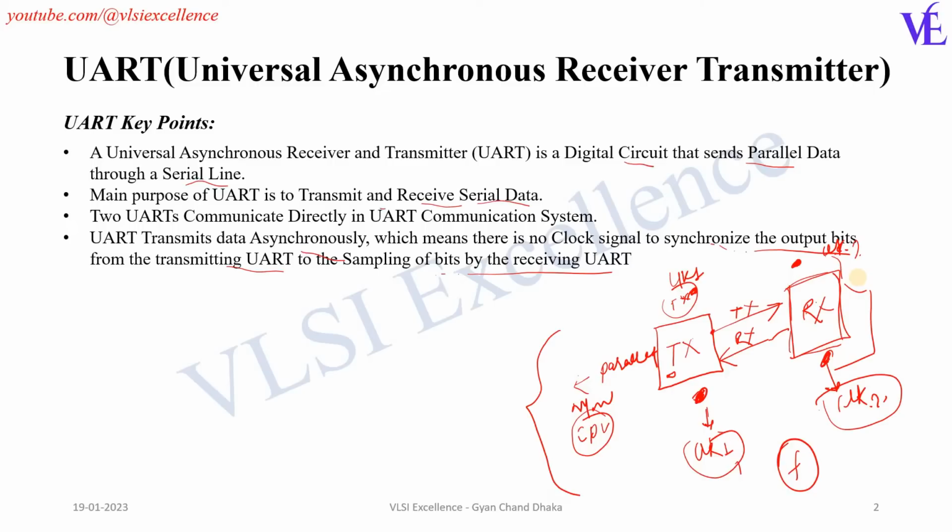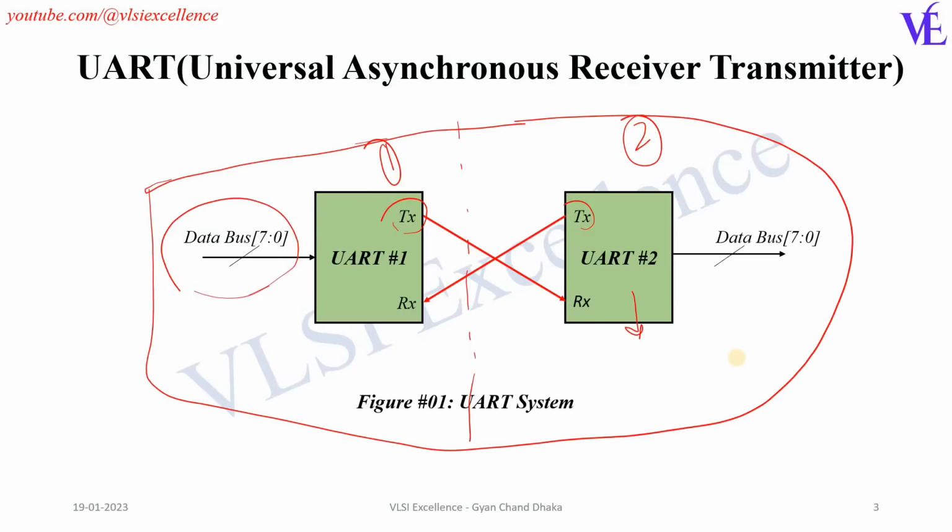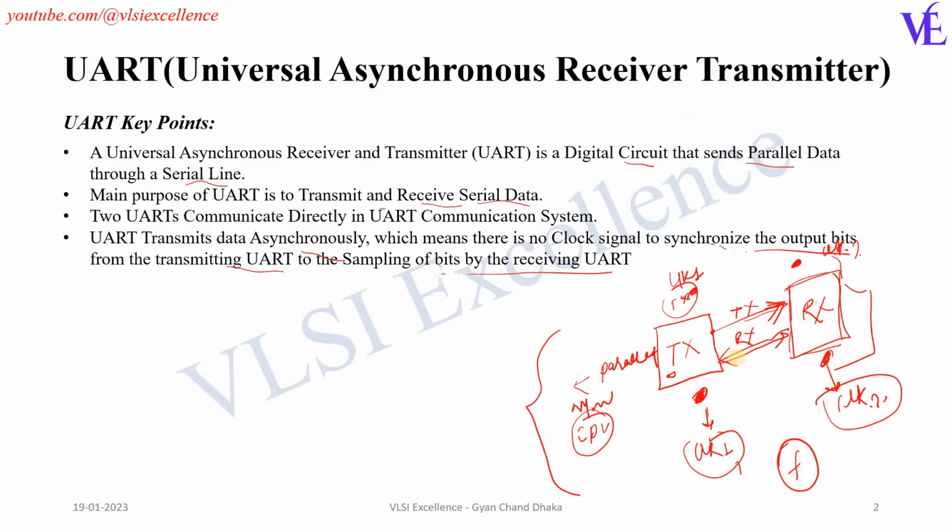Again, very important point: the frequency of UART clock 1 and UART clock 2 can be the same, but they can be asynchronous to each other. So in order to make sure that the UART receiver receives that data correctly, the UART transmitter has to make sure that the UART receiver understands that it is going to send some data.